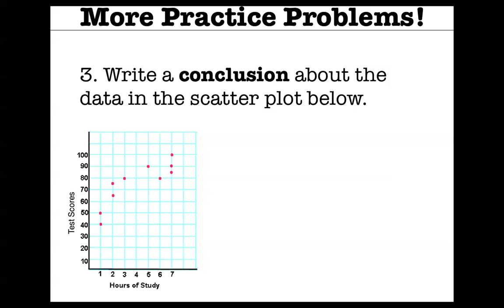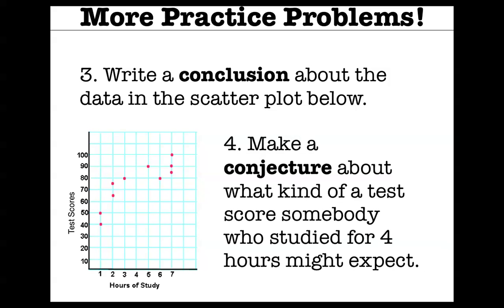Number 3, if I gave you this scatter plot about how much some students studied and what they got on their test after they studied, give me a conclusion. What's the point? And then, finally, make a conjecture, an educated guess, a hypothesis about what kind of a test score somebody who studied for 4 hours might expect to get. Conclusions, conjectures. That's the main point of this, and we are done.